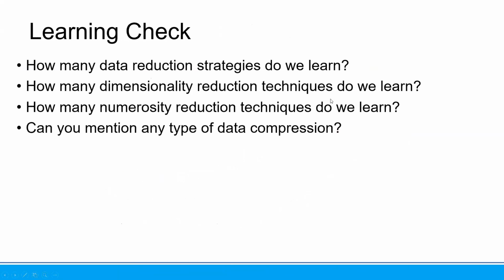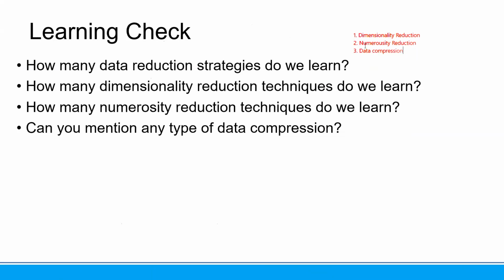Okay, and yeah, this is the learning check, the first part. How many data reduction strategies do we learn? We have 3. The first is dimensionality reduction. And the second is numericity or volume reduction. And the third is compression. So we learn 3 strategies: dimensionality reduction, numericity reduction, and data compression.